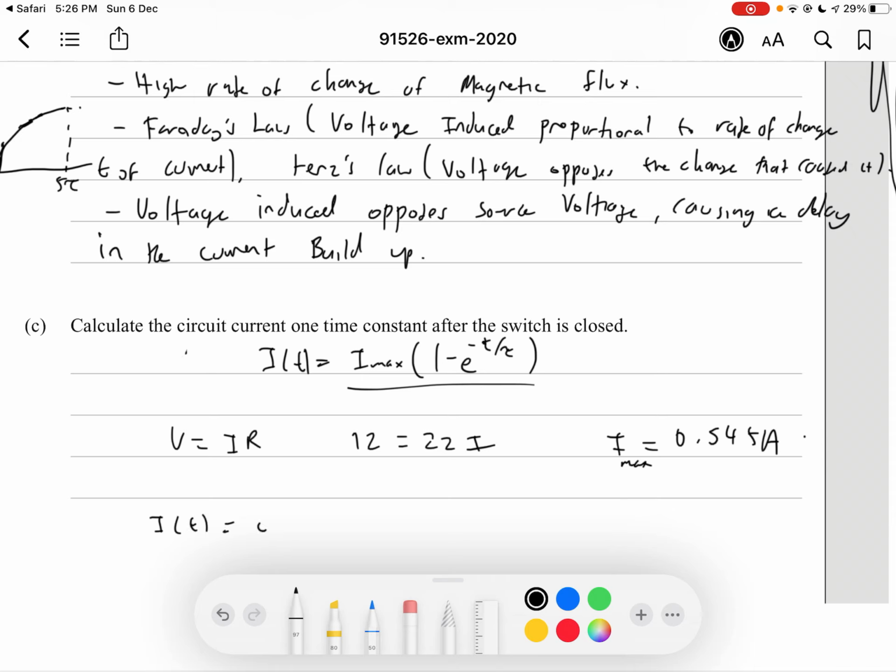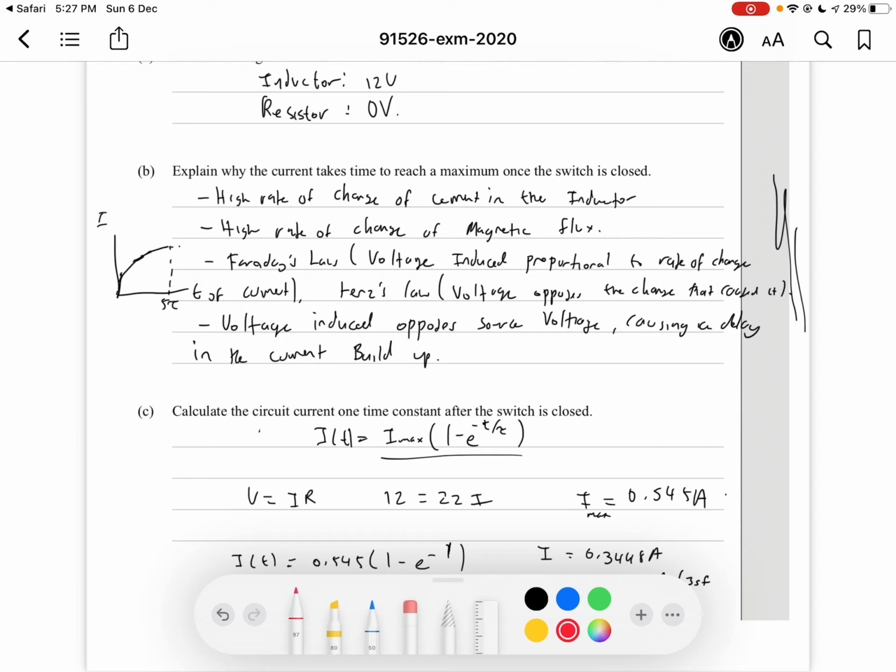So we can say our I at any time equals 0.545 times 1 minus e to the power of negative t over the time constant. After 1 time constant, t is equal to the time constant, so that's just e to the power of negative 1. If we substitute this into our formula, we should be getting I equals 0.3448 amps. This rounds to 0.345 amps to 3 SF.